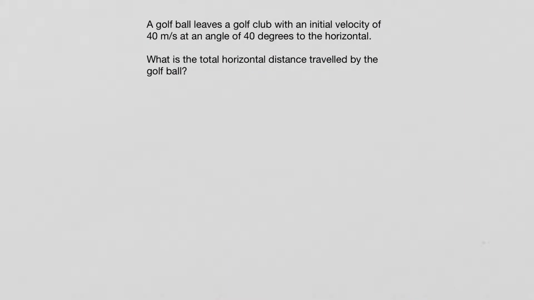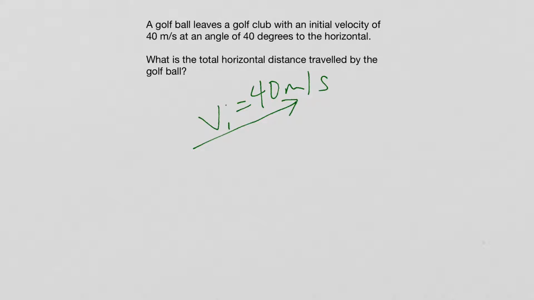Okay, the last one is a golf ball leaves a golf club with an initial velocity of 40 meters per second at an angle of 40 degrees to the horizontal. What is the total horizontal distance traveled by the golf ball? This is another you try, so go ahead and you do it. So just like before, we have an initial velocity of 40 meters per second. So we need to break it up into x and y components. So the Vix is equal to that, and the Viy is equal to that.